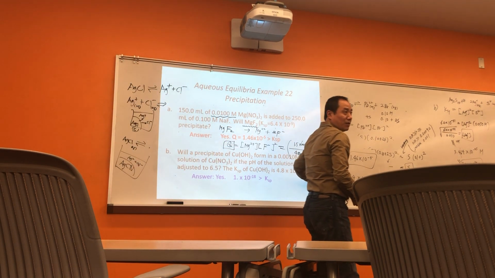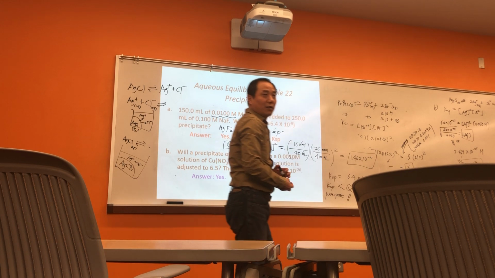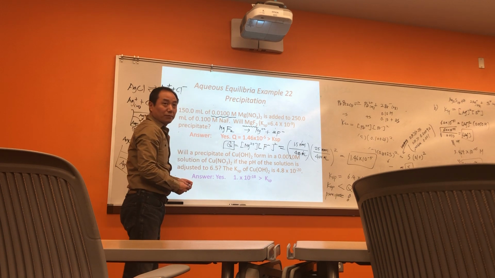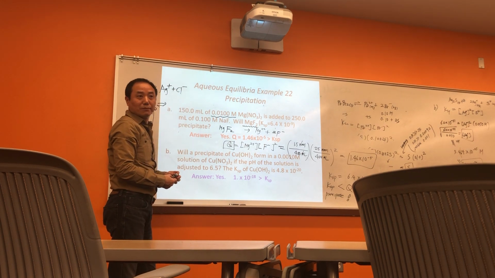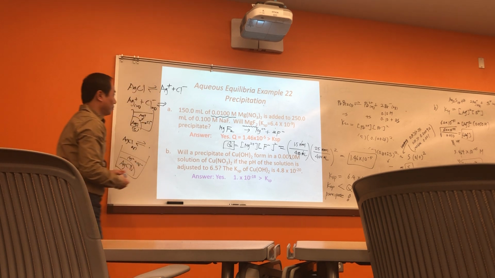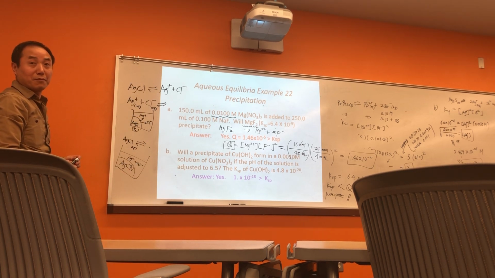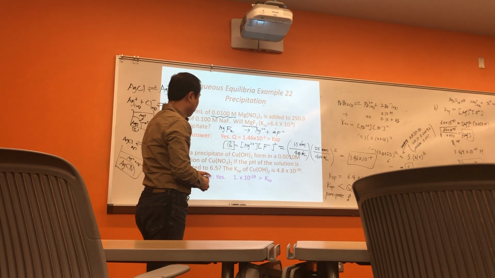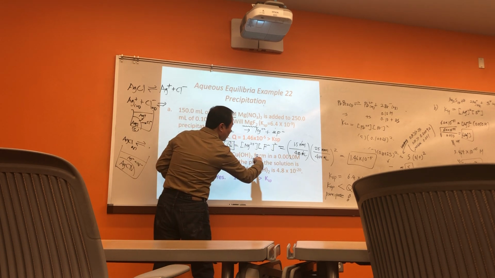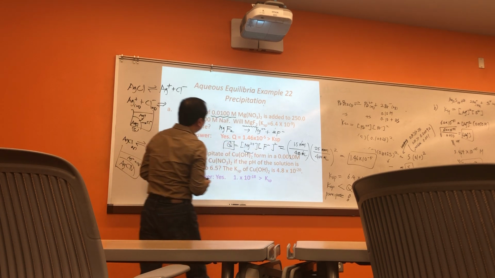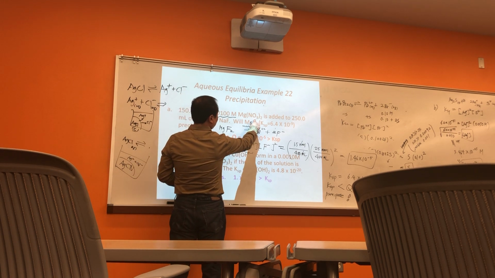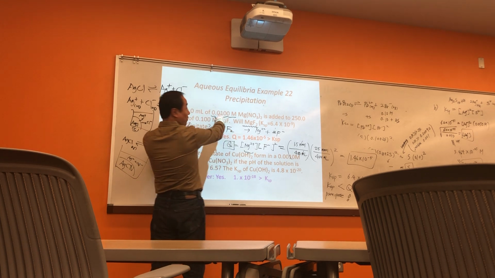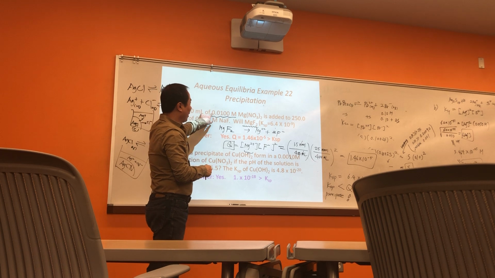Does it make sense? I see where you got the 400 milliliters. Where did you get the 1.5 millimole and the 25 millimole? So that's from magnesium. Magnesium is coming from this, and concentration is 0.01, and I have 150 milliliters. Oh, so you multiplied them. Multiply. Okay.